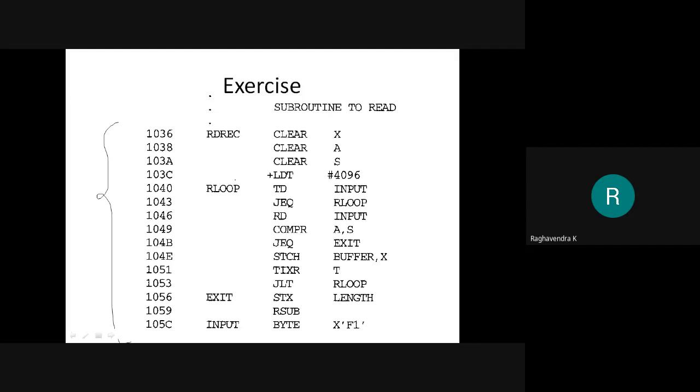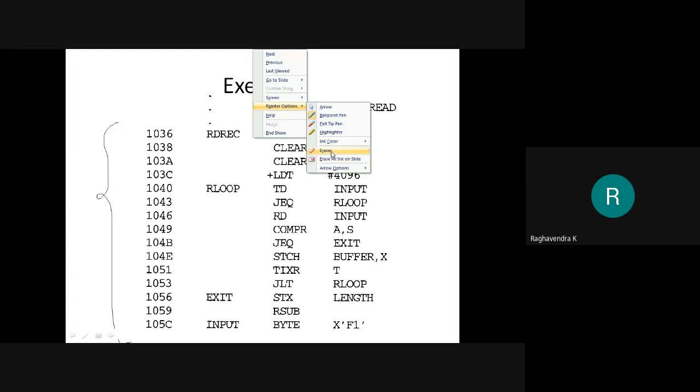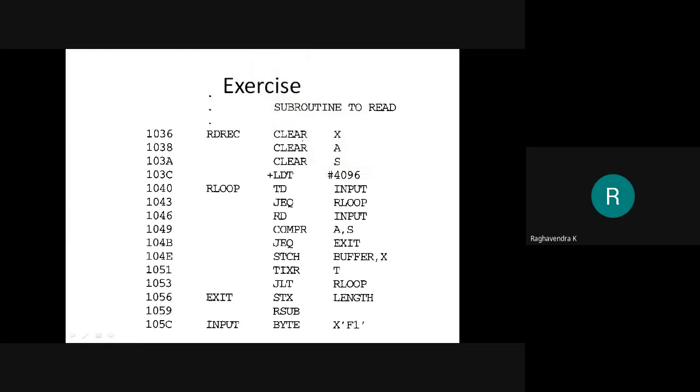Right? So this is the value that we are going to get. Now, I will show you a few instructions that have not been considered in the previous case. Like, for example, this one, clear X. Now, clear X is a 2-byte instruction format.